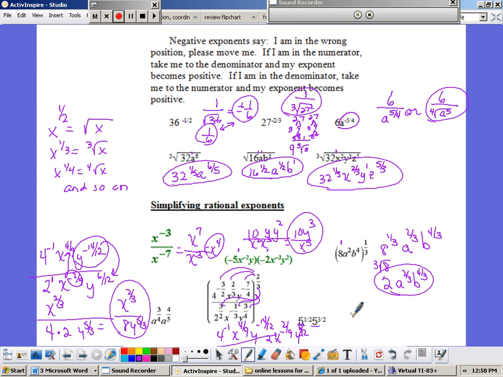And the bases match, so I keep the base, I add the exponents. The exponents have a common denominator. 1/2 plus 3/2 is 4/2. 4/2 is 2, so my answer is 25. So we're practicing a lot of things. We're re-practicing our negative exponents and our combining of exponents and simplifying exponents, as well as once we have them in exponent in a fractional form, we can then change it to a radical.